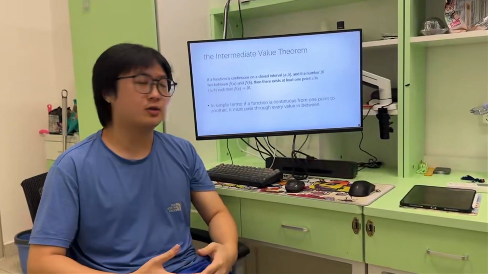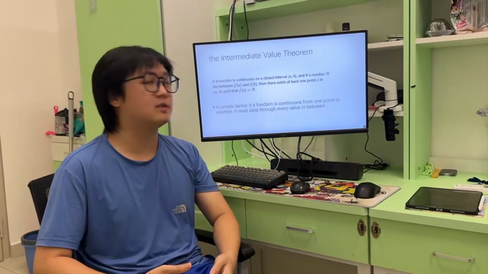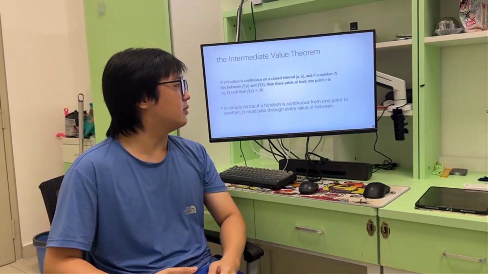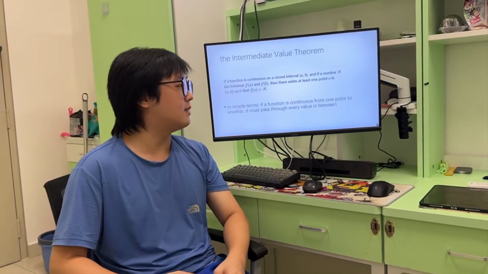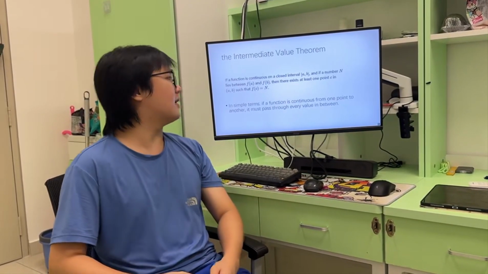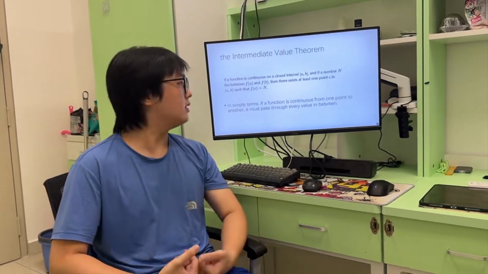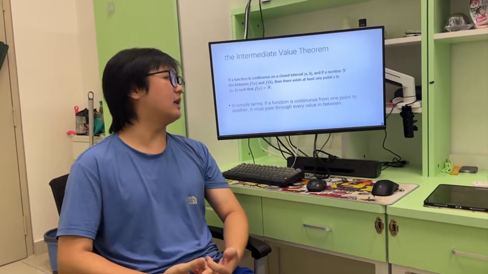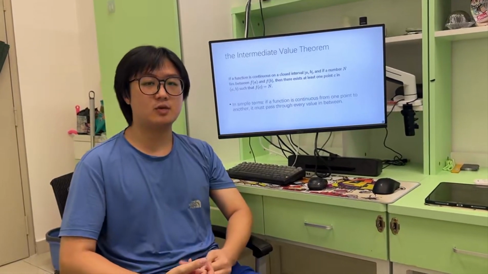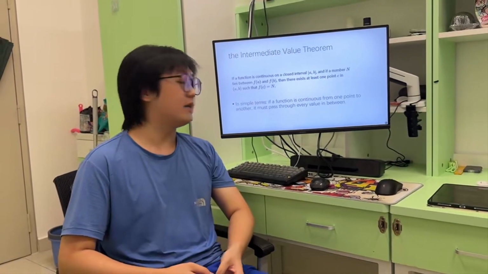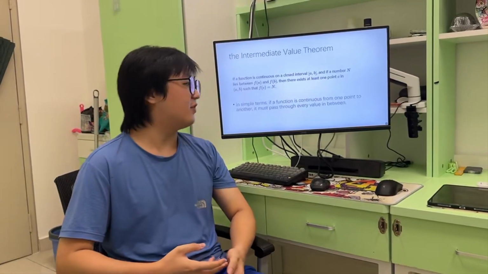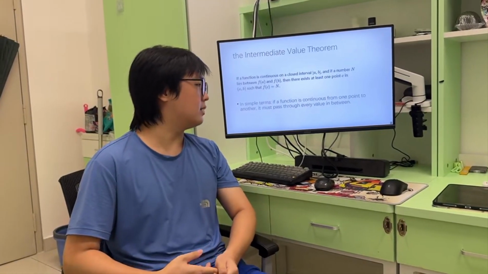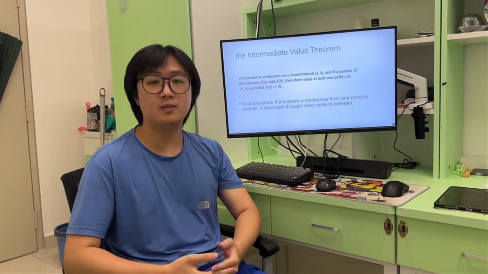Now I will talk about the intermediate value theorem. If a function is continuous on a closed interval [a, b], and if a number N lies between f(a) and f(b), then there exists at least one point c in [a, b] such that f(c) equals N. In simple terms, if a function is continuous from one point to another, it must pass through every value in between.